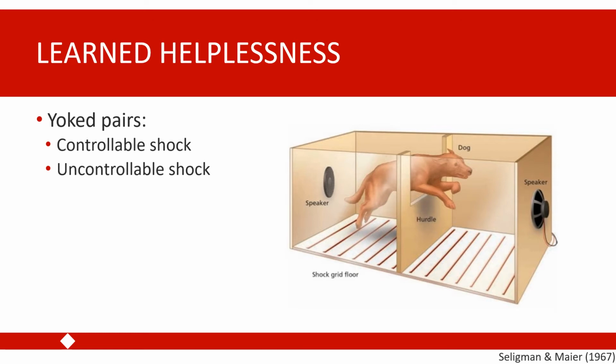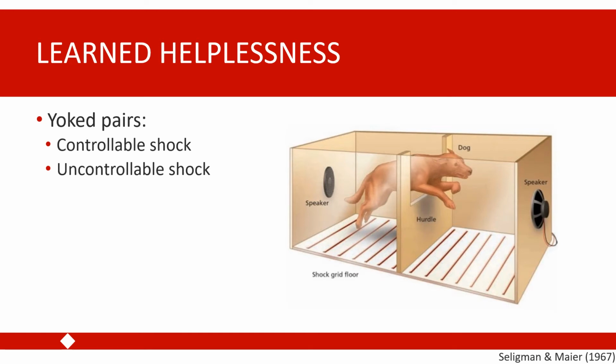One group of dogs was in a group where the shock was controllable. When these dogs went into the chamber and the electric floor was activated, the dog could terminate the shock by jumping over the hurdle. So these dogs relatively quickly learned that when the shock started, they would jump over the hurdle and the shock would be terminated. The other group of dogs was in the same kind of chamber, but the termination of the shock was not related to their behavior.